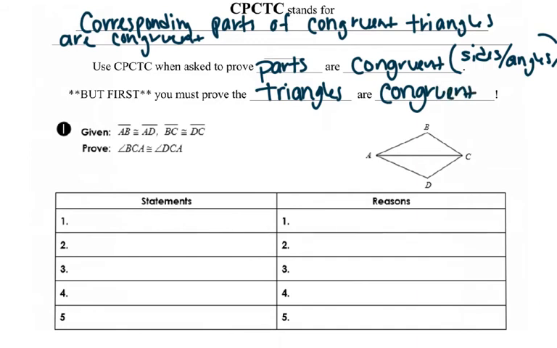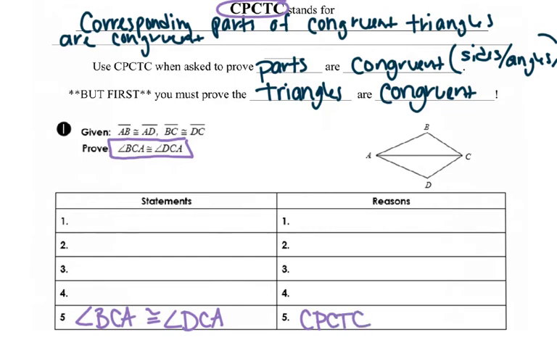Okay, so look at this one. The only difference is we're not looking to prove triangles are congruent. We're looking to prove these 2 angles are congruent. So anytime it asks you to prove certain parts, we're going to use CPCTC. Okay, but before we can use it, we got to prove the 2 triangles in the picture are actually congruent. So go ahead and state your givens and do your reasons and mark your little picture.